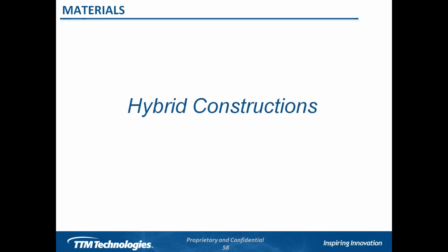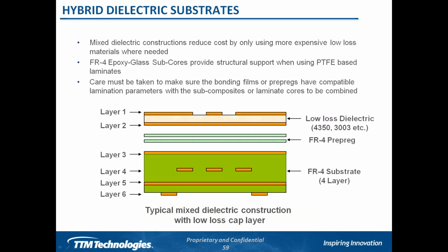And lastly, I know we're running out of time. I have a few slides here on hybrid construction. These high-end material sets can get very expensive. One way around that is to create a hybrid where you have one core of the high-end material, like a very low-loss dielectric or a microwave material set, and then you can have the rest of your structure as FR4 if that's what you need, and that helps to mitigate the cost of the entire build.